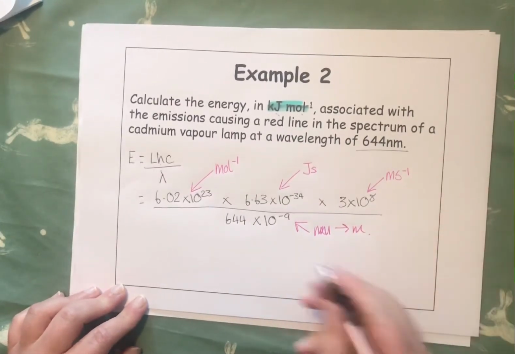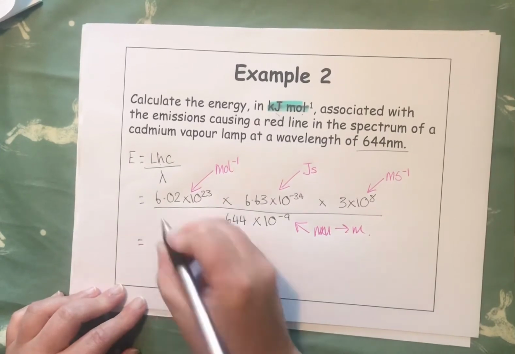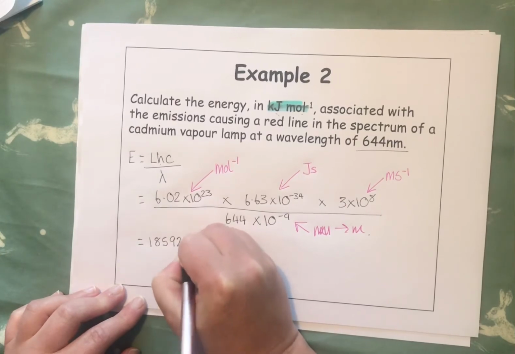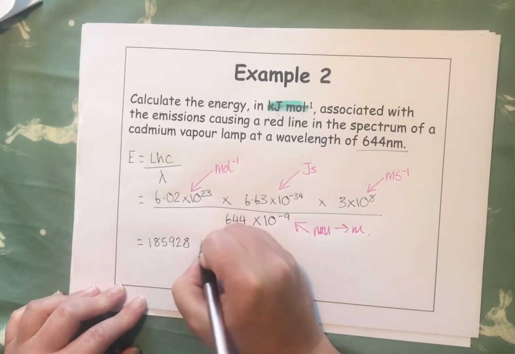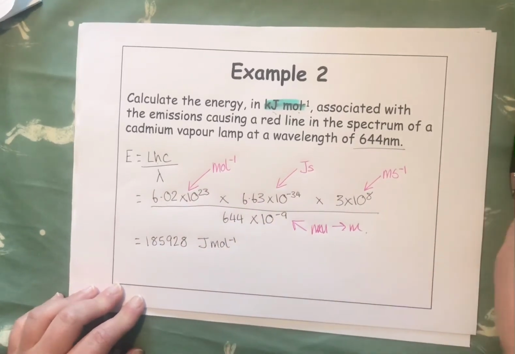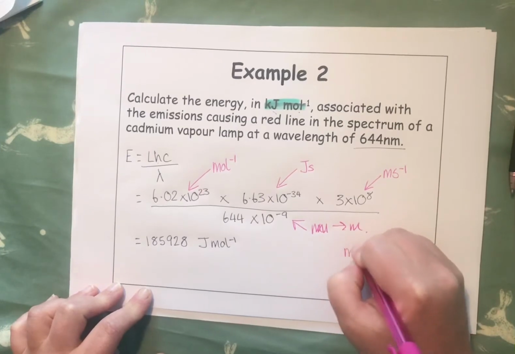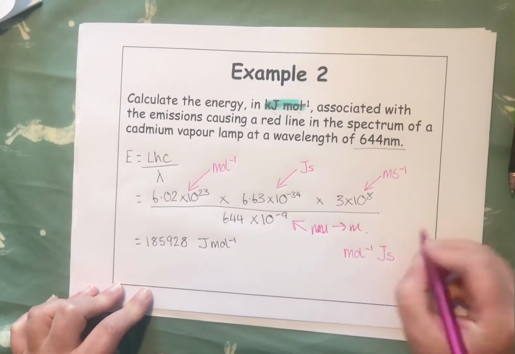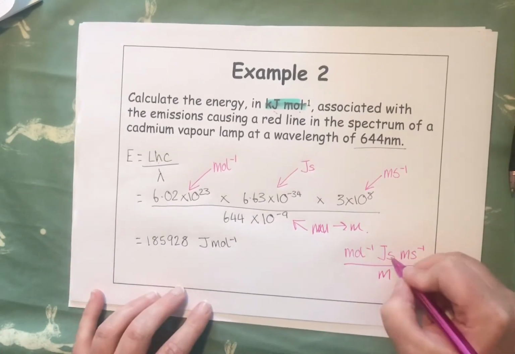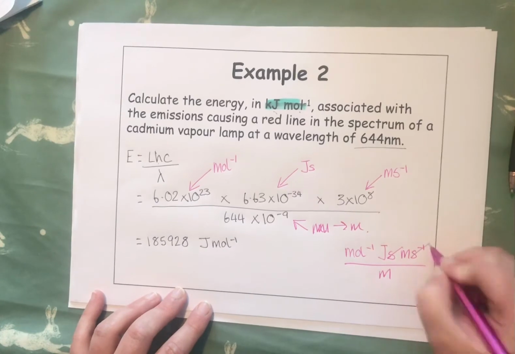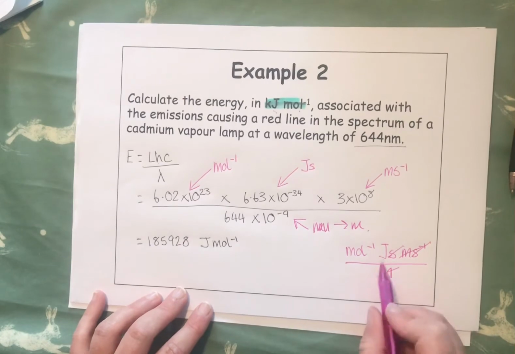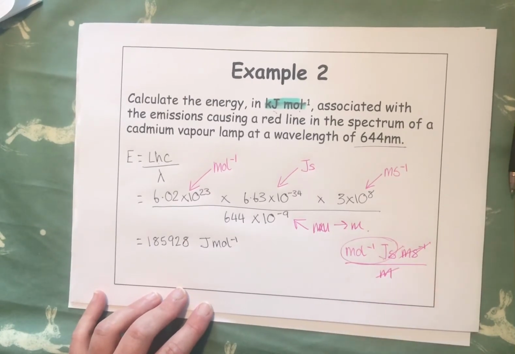Okay, so I plug all that into my calculator and I get a value of 185,928. My units are joules per mole, and to prove that, up my top line the units are per mole, joule seconds, meters per second, over meters. Seconds and per second cancel each other out there, and then meters and meters cancel each other out there to give us joules per mole.